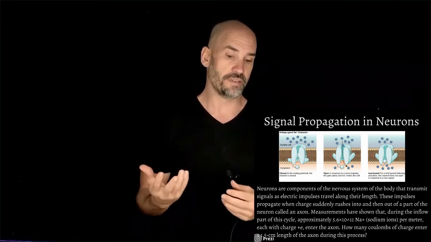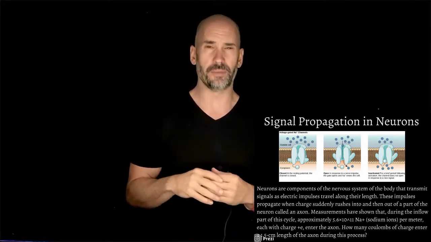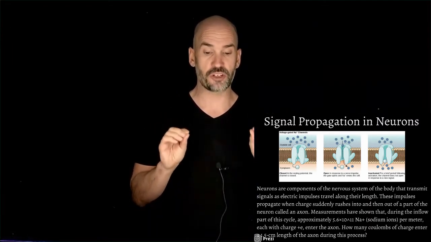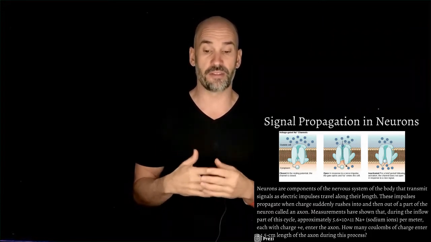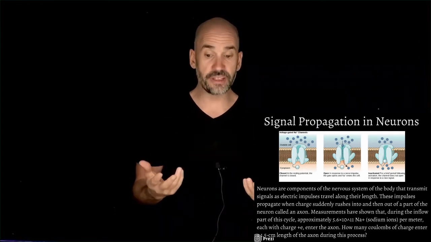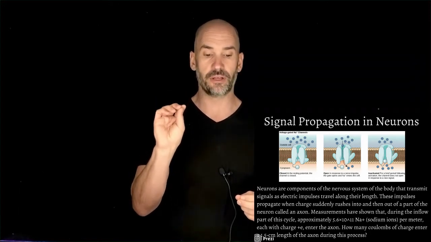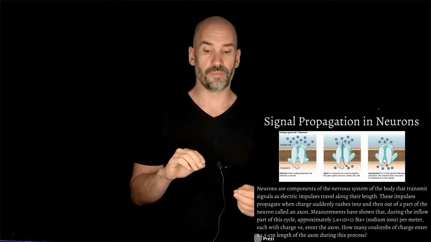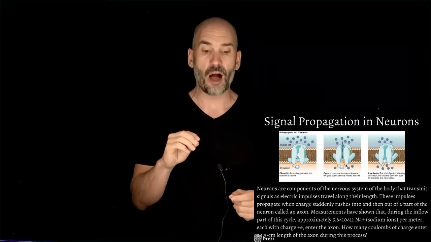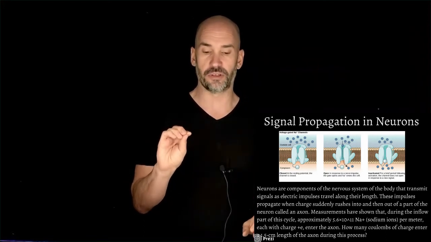Neurons are components of the nervous system of the body that transmit signals as electrical impulses that travel along their length. We're going to look at this more closely in future lessons. These impulses propagate when charge suddenly rushes into and then out of a part of the neuron called the axon. Measurements have shown that during the inflow part of this cycle, approximately 5.6 times 10 to the 11 sodium ions per meter, each with a charge of plus e, because they're just plus 1 ions, enter the axon. How many coulombs of charge enter a 1.5 centimeter length of the axon during this process?